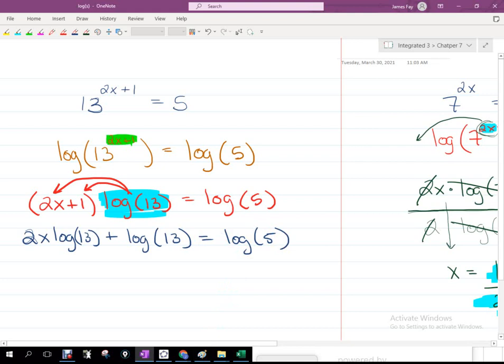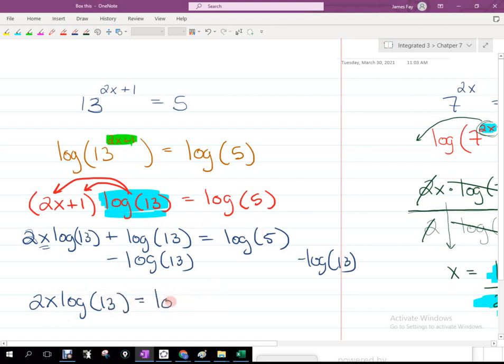Okay. Now what would you do? Subtract log of 13? Because that's just a number, right? Okay, so I'm trying to isolate this x, so I'm going to get rid of all the numbers that are attached to it. Now, log of 13 and log of 5 don't work well together. So I'm going to write it as 2x log of 13 equals log of 5 minus log of 13.